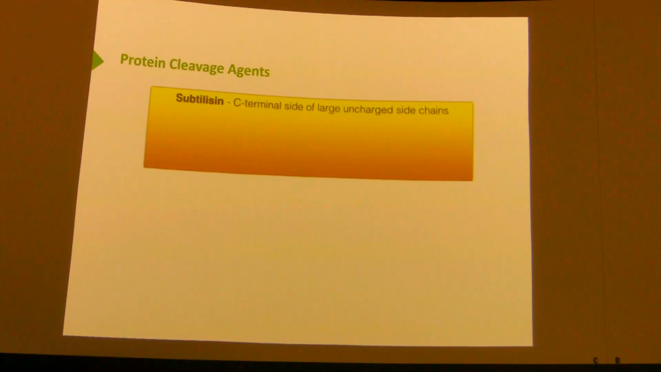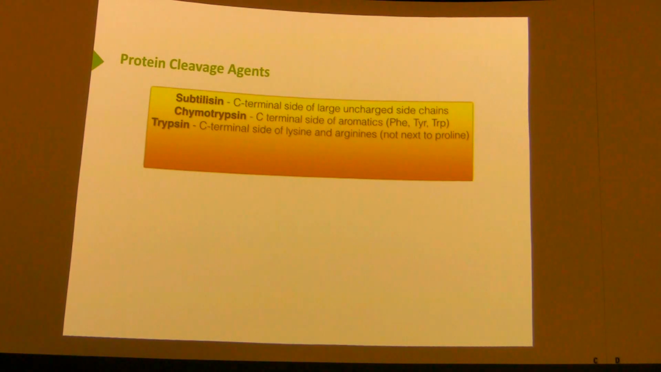Reagents to cleave proteins are very, very useful in a laboratory environment. I'm going through a few of these to show you, and then next time I'll talk a little bit about their mechanisms as well. Subtilisin cuts on the C-terminal side of large, uncharged amino acids, very much like chymotrypsin does. Trypsin, as I said, cuts on the C-terminal side of lysine and arginines, but not next to proline. If there's proline next to one of those, it won't do it.